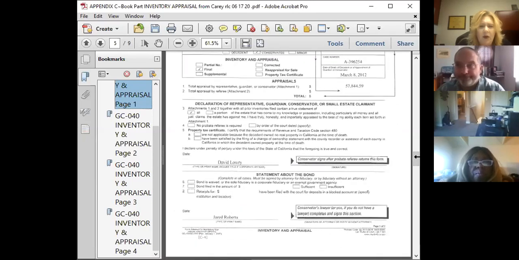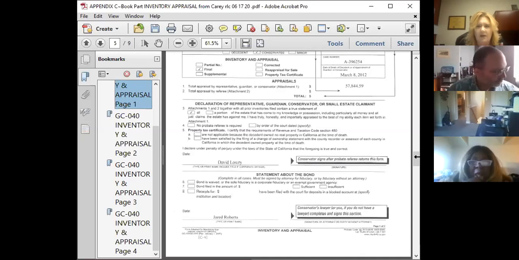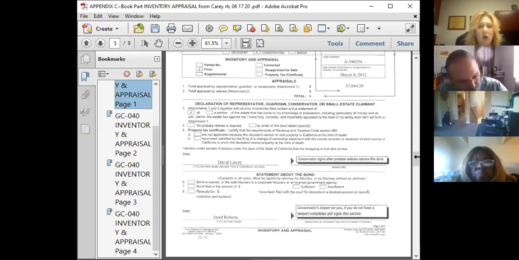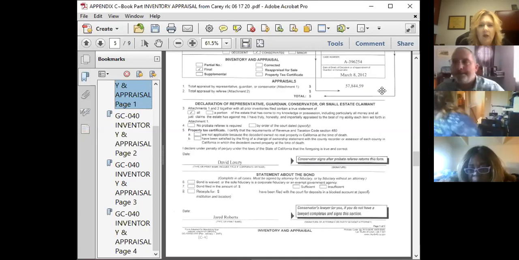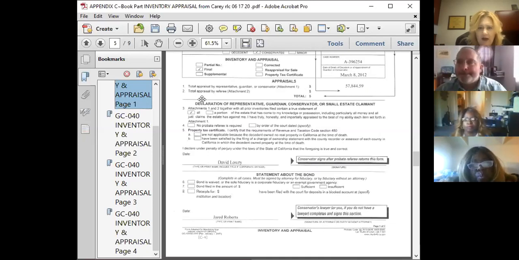Okay, so basically what you're doing with this form is you're telling the judge that when I walked in to the house, or when I walked in to assess all the assets, this is what I found. So this is a stopped point in time. I walked in, this is what I found. Everything from this minute on, I'm responsible for. And again, you're responsible for all of this sitting right here. Okay, are we ready to move on? Everybody got that, or should I go back? Any questions? All good.